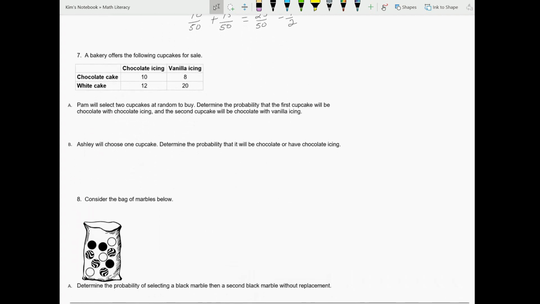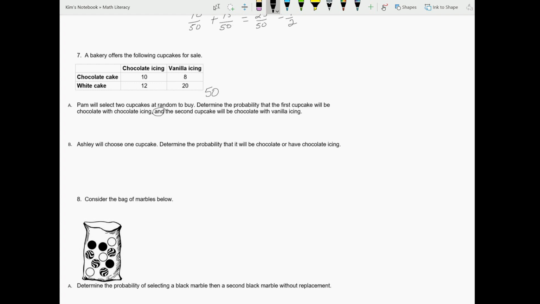Problem 7. A bakery offers the following cupcakes for sale. We can see we've got different types of cake and different types of icing. When we add all this stuff up, we're going to get 50 different cupcakes. Pam will select 2 cupcakes at random to buy. Determine the probability that the first cupcake will be chocolate with chocolate icing and the second cupcake will be chocolate with vanilla icing. So we've got that, and in here it tells us and probabilities.